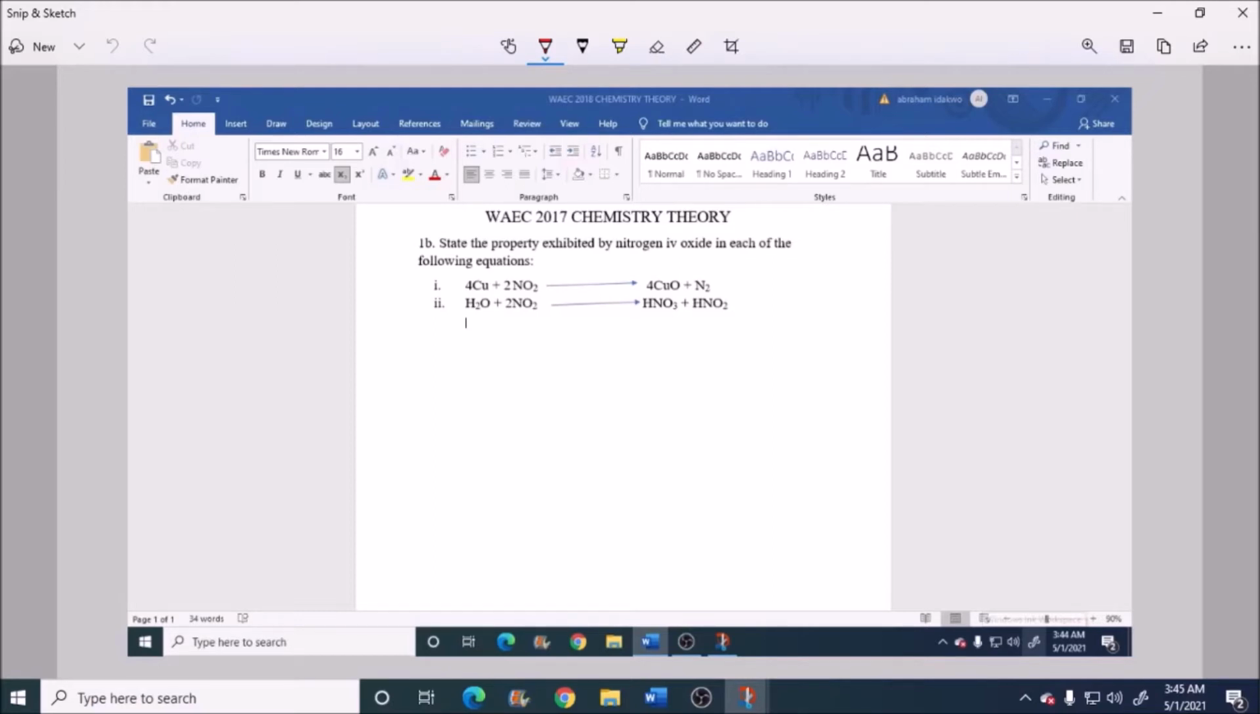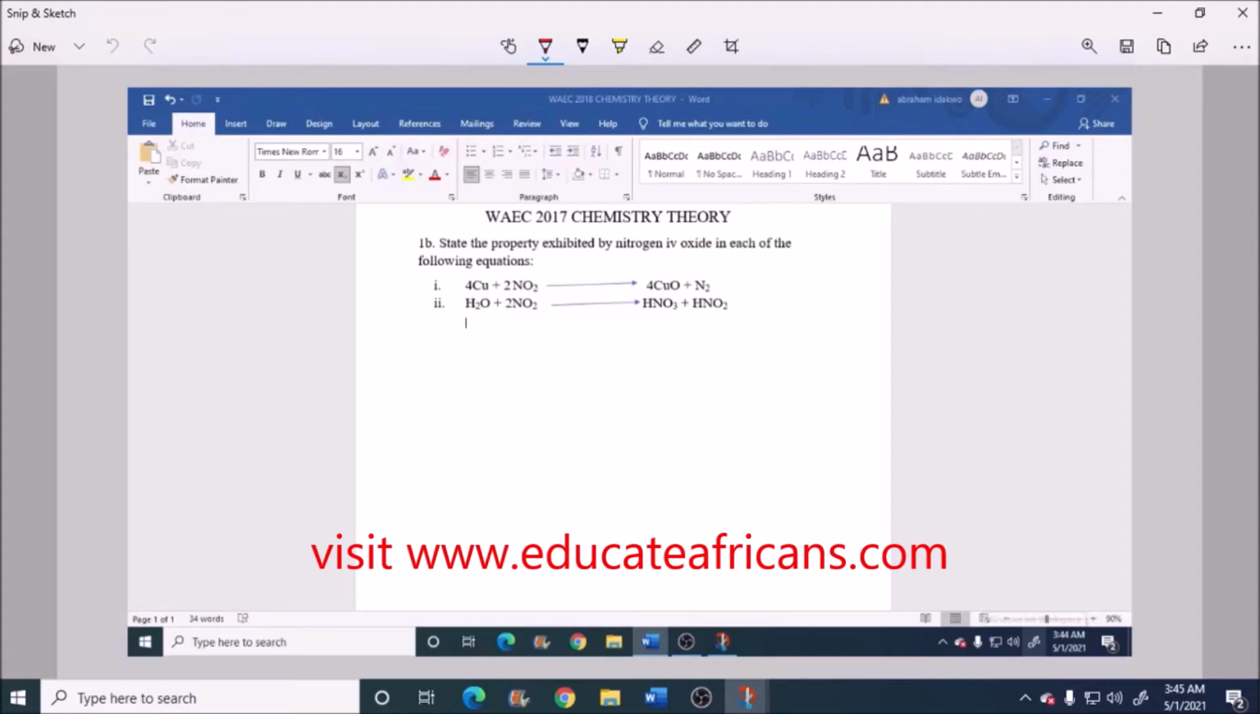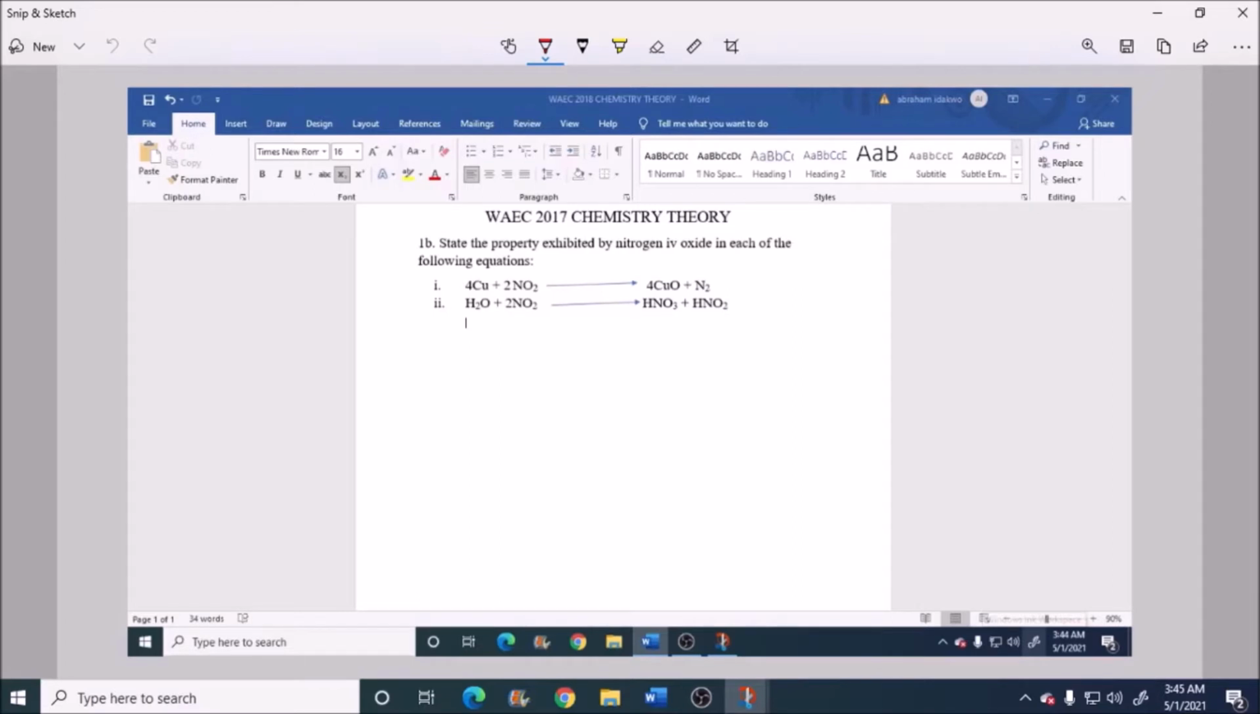Then we have equation 2: water reacted with 2 moles of nitrogen(IV) oxide, giving 1 mole of trioxonitrate(V) acid, HNO3, and 1 mole of HNO2. We have to state the properties exhibited by nitrogen(IV) oxide in each of the following equations. From the two equations given, nitrogen(IV) oxide reacts with each of the other reactants: with copper in the first equation, and with water in the second equation. Then we are asked for the properties exhibited by nitrogen(IV) oxide in each of these equations.